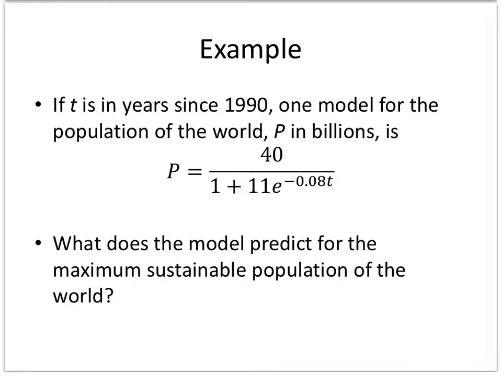What does the model predict for the maximum sustainable population of the world? 40. So in other words, what we're doing is looking at the carrying capacity. Some of these are easy, you just look at it. But you have to understand this formula, that that's our L, our carrying capacity, so I simply look at that value.